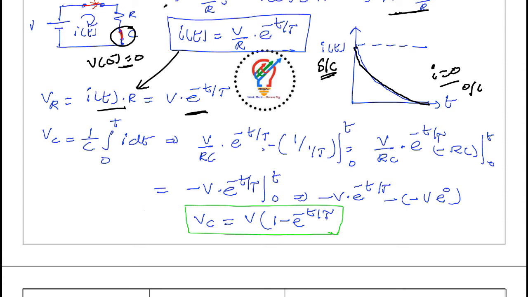I of t into dt is nothing but, so if we do integration here, tau is constant. So we will get V by Rc into e power minus t by tau, with minus of 1 by 1 by tau meaning tau. So here we define tau as nothing but Rc, the time constant. If you solve this equation by integrating from 0 to t, you will get the final equation as Vc is equal to V of 1 minus e power minus t by tau. So we can check.